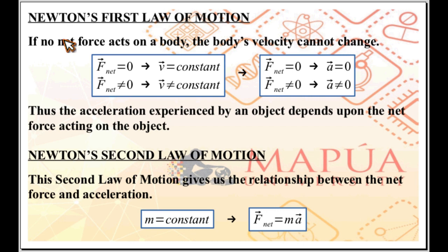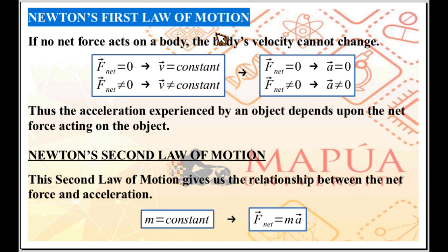There are three laws of motion according to Newton. First, let's have the first law of motion. If no net force acts on a body, the body's velocity cannot change. That is to say, if the net force is equal to 0, the velocity of the object is constant. This implies that if the net force is not equal to 0, the velocity of the object is not constant.